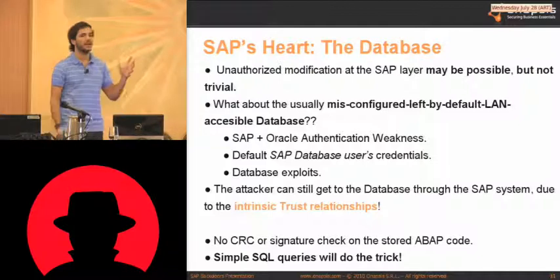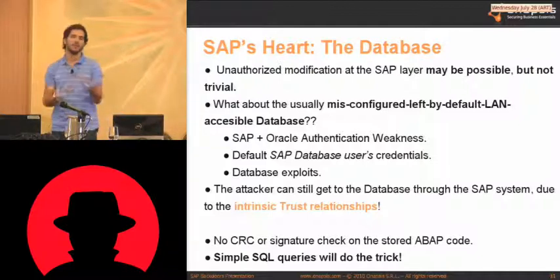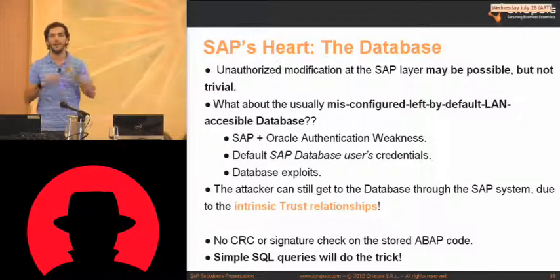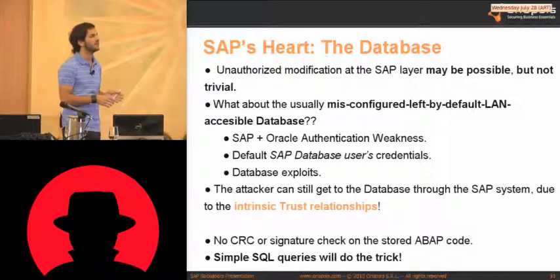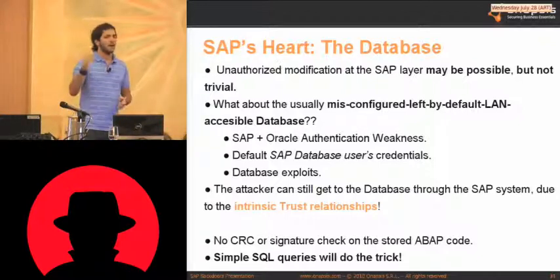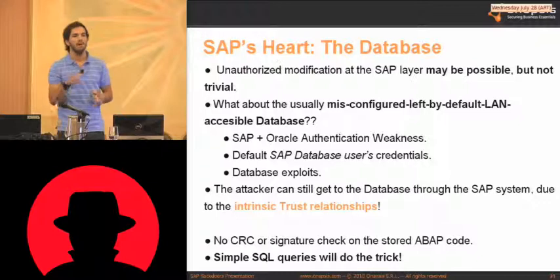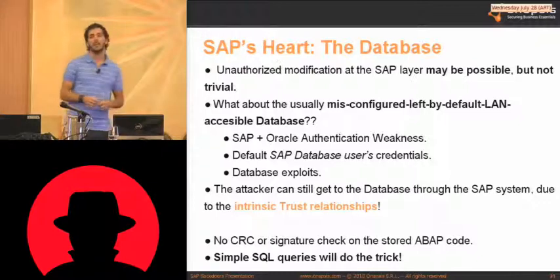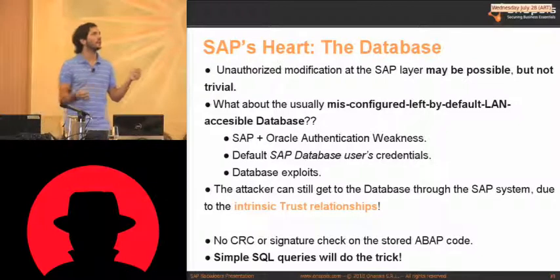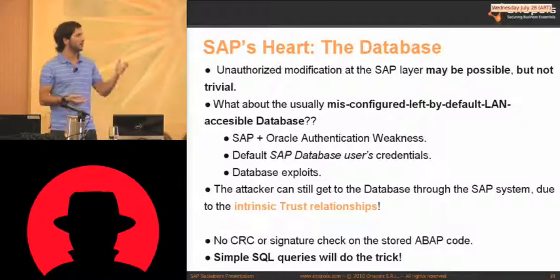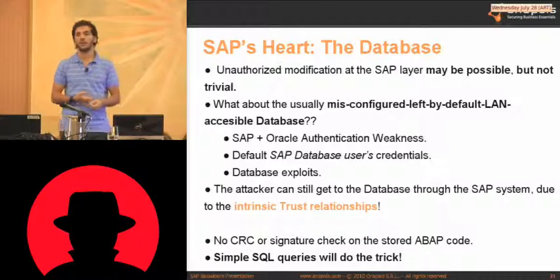Each SAP system is running with its own database, so you can have Oracle, SQL Server, Informix, DB2. These attacks are not Oracle related; they can be in any database it's running with. So you as an attacker might find a way to modify an ABAP program directly in production, but it's not trivial. What an attacker will probably do is attack directly the SAP's heart, that is the database. He can exploit this SAP plus Oracle authentication weakness. He can use one of the default user credentials for the database access. He can run a database exploit and take over the database.